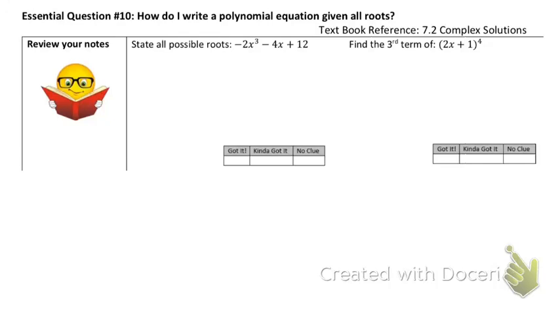All right, ladies and gentlemen, we're going to go ahead and learn today how to write a polynomial equation from its roots. So essentially, we're going to work backwards. You're going to be given the answers, and we have to turn it back into the original equation.